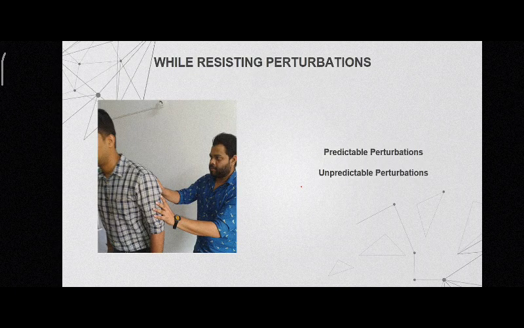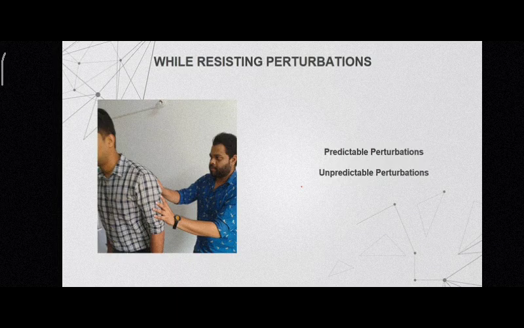So next, if they are able to do all these exercises while sitting, you can start doing the exercises while they are standing up also. In the center of gravity strengthening exercises, we generally make the patient stand up in the end and we push them. So we can see how he is able to resist the perturbations. So there are two kinds of perturbations.